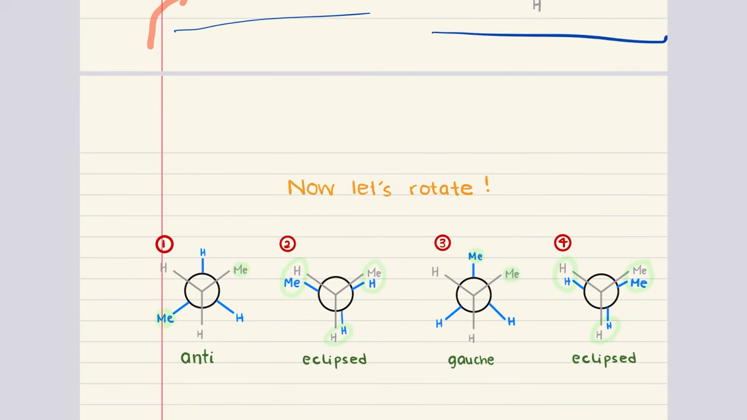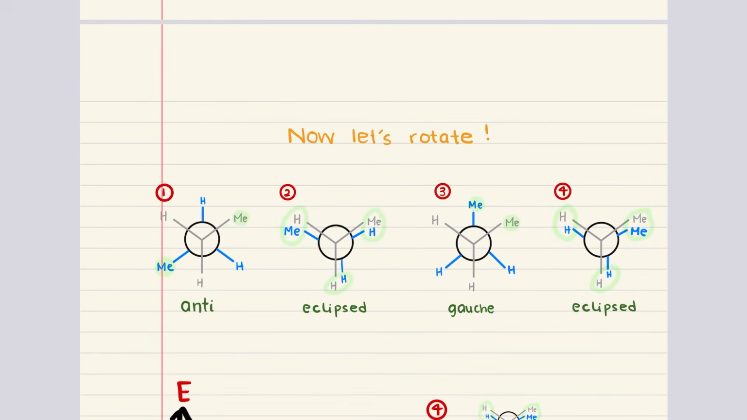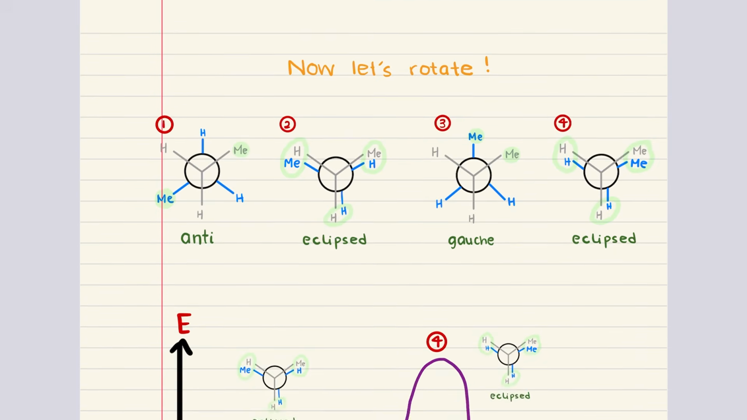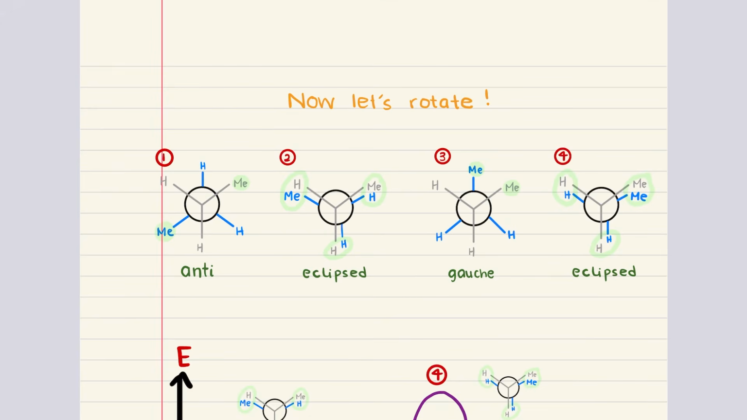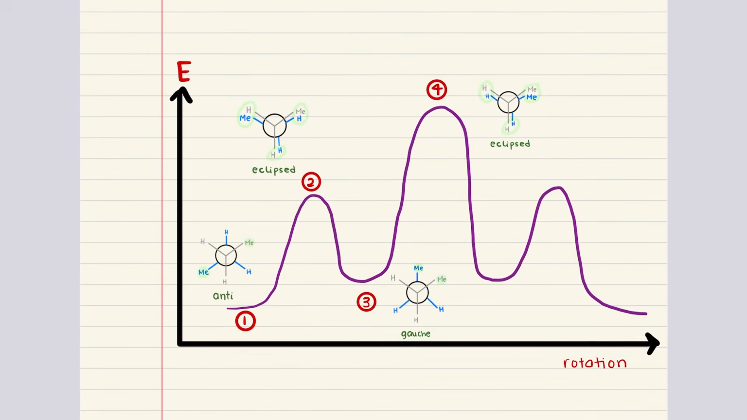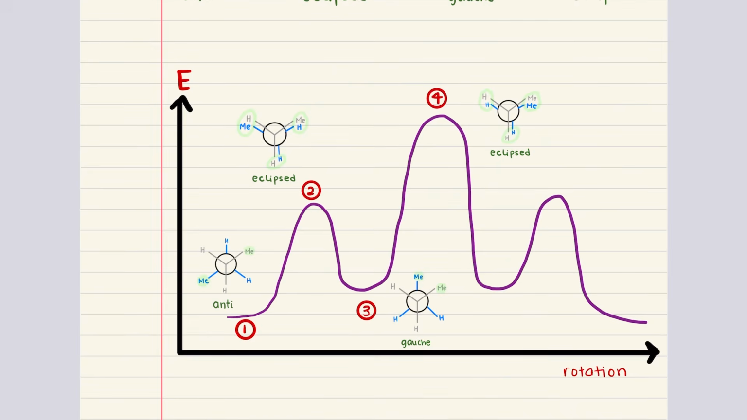Next, we can rotate the molecule around this central bond and then examine the different conformations that arise. Each rotation changes the dihedral angles between substituents on the front and back carbons, and this is going to impact the molecule's energy and stability. For butane, as we rotate the bond in 60-degree increments, we're going to observe 4 key conformations that can be visualized on the plot of energy versus rotation.